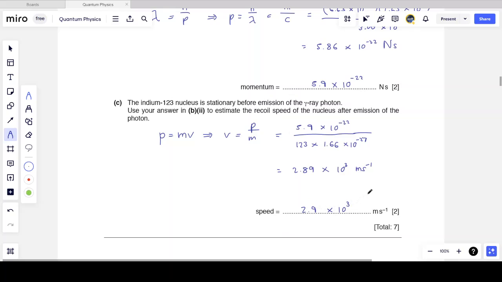It's lower than the value we got for cobalt-60 in the previous question because cobalt was lighter. Indium is much heavier, so it will still recoil with a significant speed, but not as quickly as something that's lighter, obviously. And so that would be the final answer. That question was worth 7 marks.